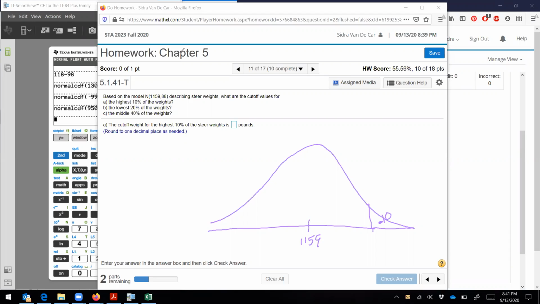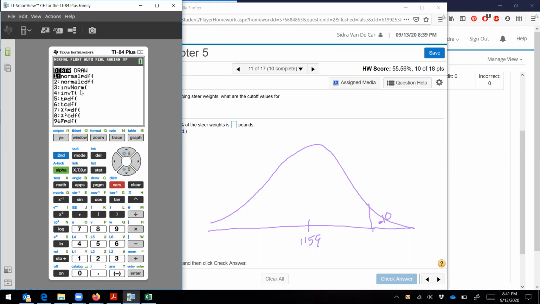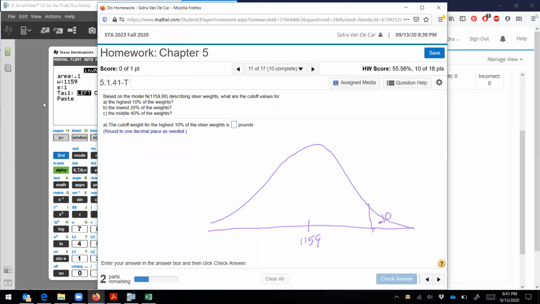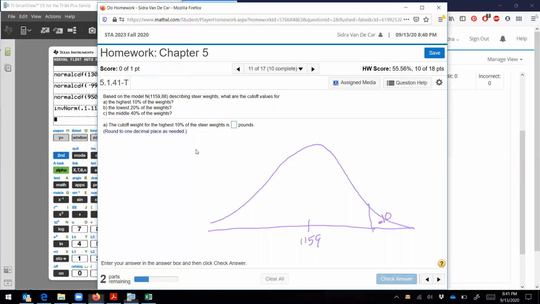So the item that we used was not normal CDF. Normal CDF would give me this value. I want to do second distribution inverse norm, option 3. So the area is the 0.1. The mean is 1159. My standard deviation is 88. And this is on the right side where I've drawn the picture. So that's 1271.8.